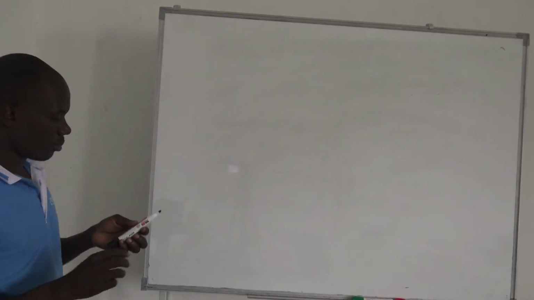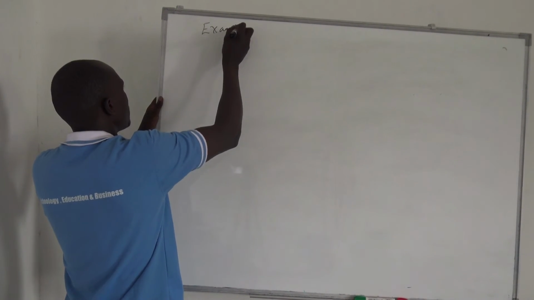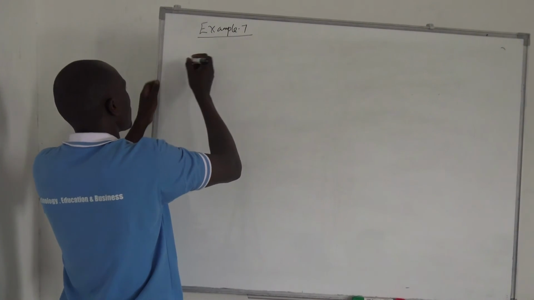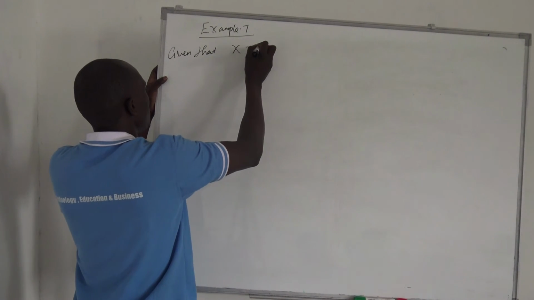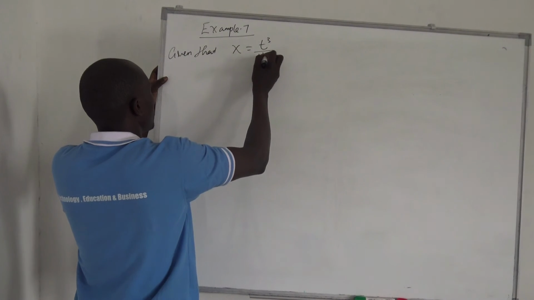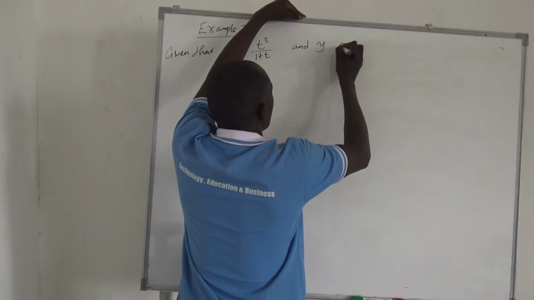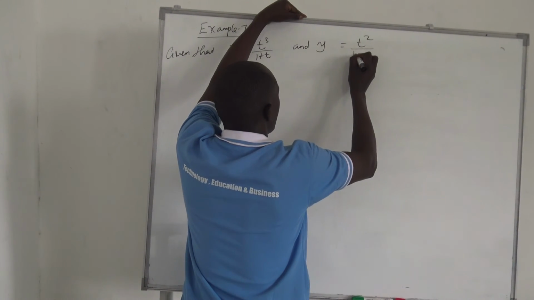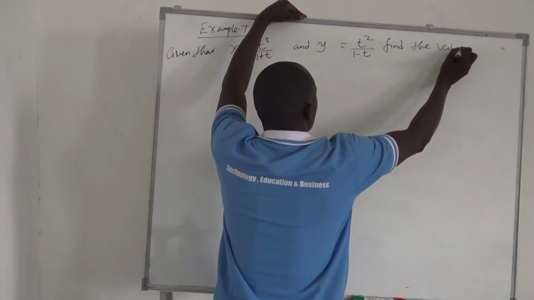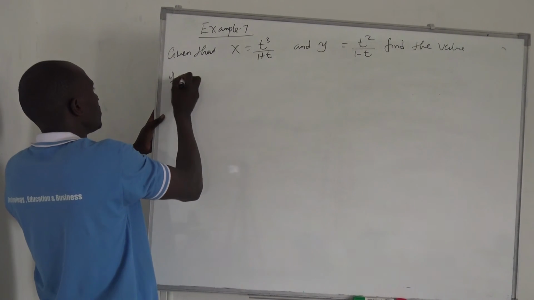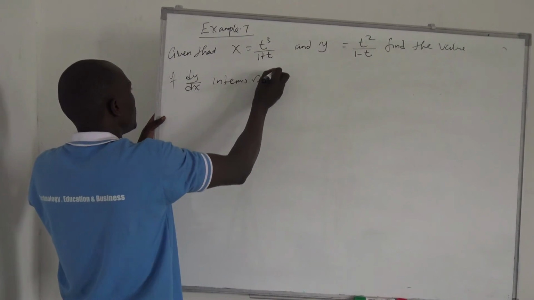So we are now going to proceed to example 7. Example 7. Given that x equals t cubed over 1 plus t and y equals t squared over 1 minus t. Find the value of dy/dx in terms of t.